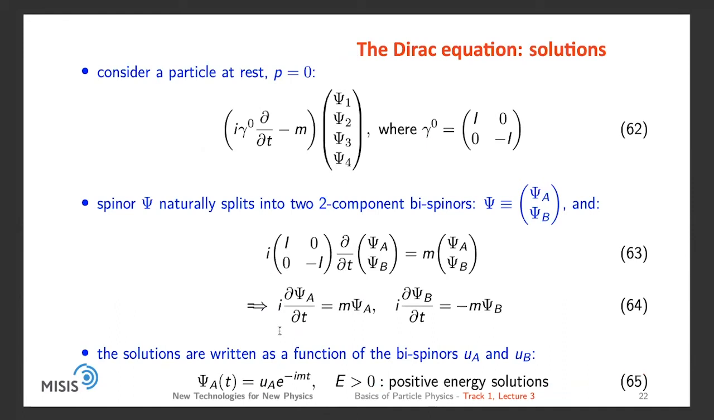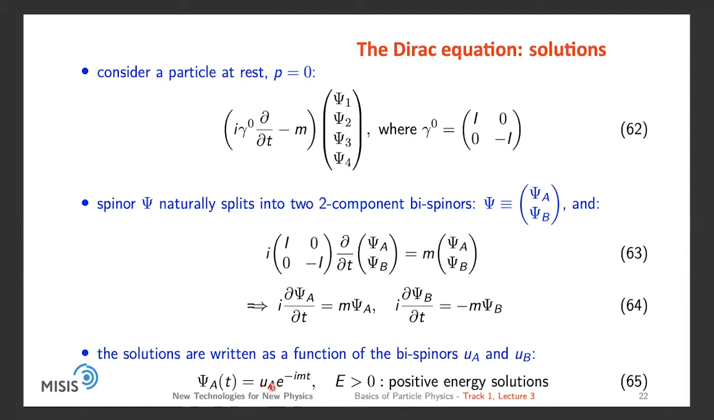Now, let's look at some solutions of the Dirac equation. We can consider a particle at rest, with momentum equal to 0, and therefore the Dirac equation would simplify to this part. So p is equal to 0, you get only the derivative over time, and you can see that the spinor psi naturally splits into two two-component bispinors, psi A and psi B. It's evident from this equation. So from here we have separate equations for psi A and psi B. And the solutions can be written as a function of the bispinors u A and u B.